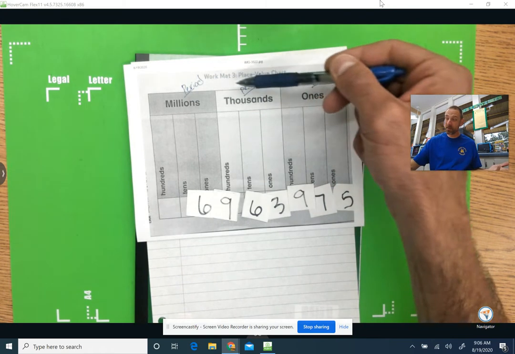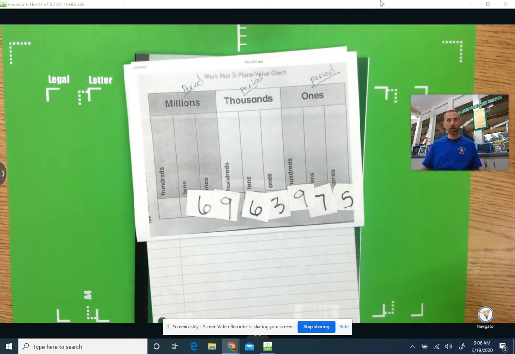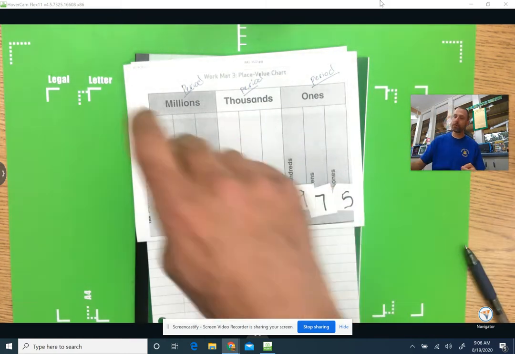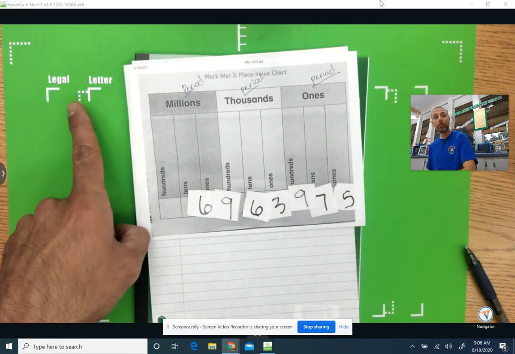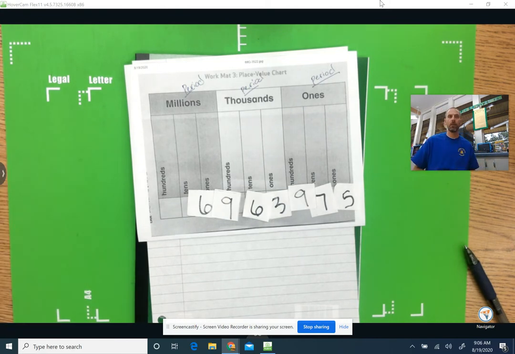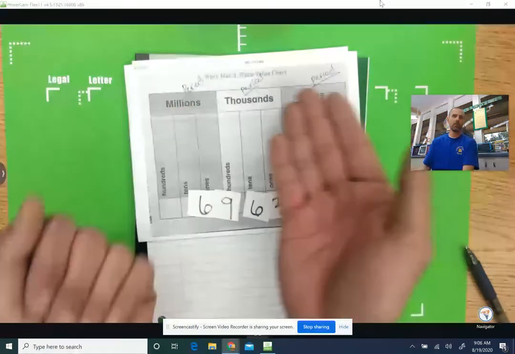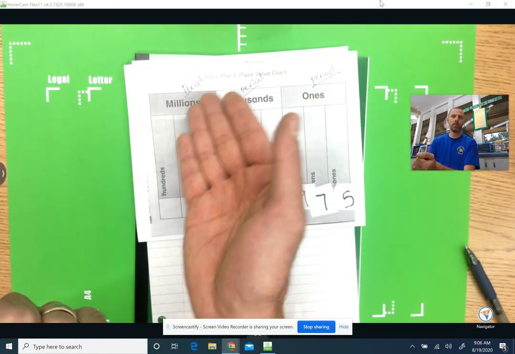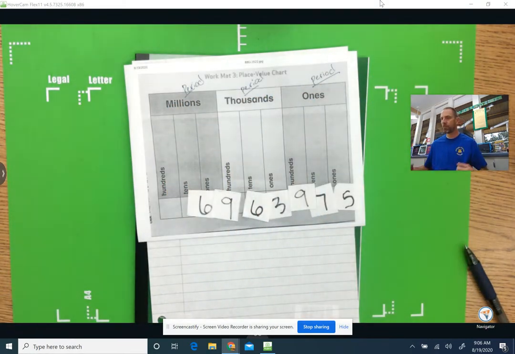And that's using the periods to read our numbers. We have the ones period. We've got the thousands period. We've got the millions period. We've got the billions period, the trillions, the quadrillions. It keeps going and going. But for us, we're going to be dealing with the ones, the thousands, and the millions periods. And the names of the periods help us to say these multi-digit numbers.